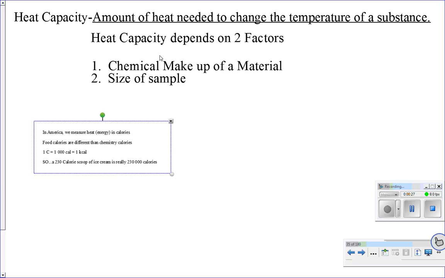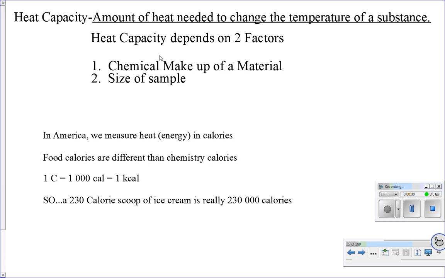Just an interesting side note, when we talk about heat here in America, we often use the term calories. So you've heard that in terms of food. When we talk about food calories, those are actually 1,000 what we would call chemistry calories, if you will. So it's kind of interesting to think about the fact that a 230 calorie serving of ice cream is actually 230,000 chemistry calories. So kind of an interesting way that the food industry hides the heat capacity that some of the food that we are eating has in it.